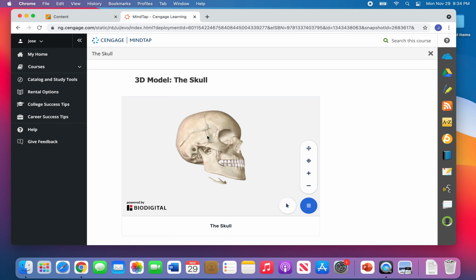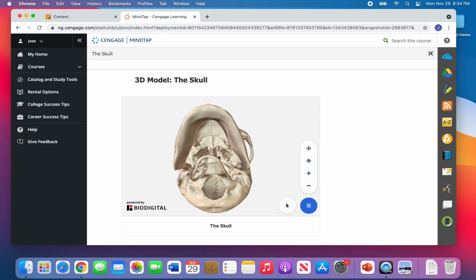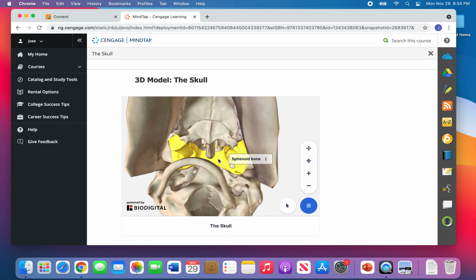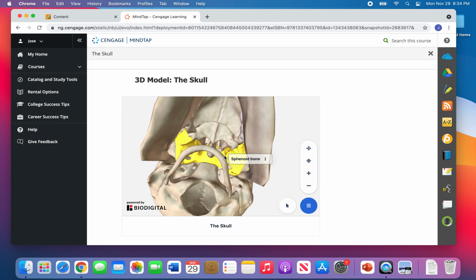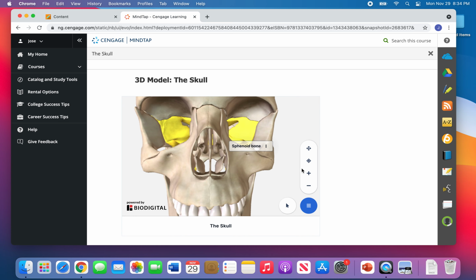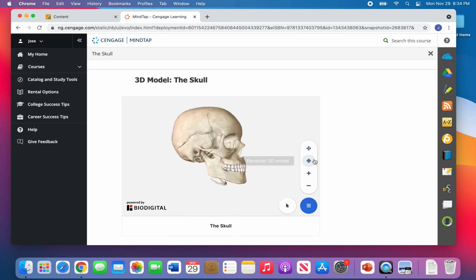Let me go ahead and move this right here so we can get an inferior view of the skull. And let me zoom in. So here we see the sphenoid bone, and basically the sphenoid bone resembles a butterfly when we look at it through the inferior view. And let me go back over here to the lateral view of the skull again.